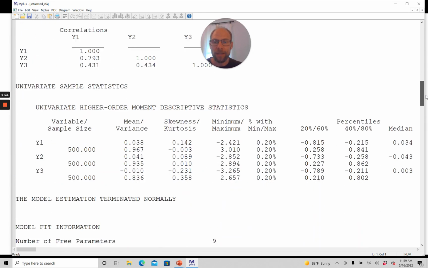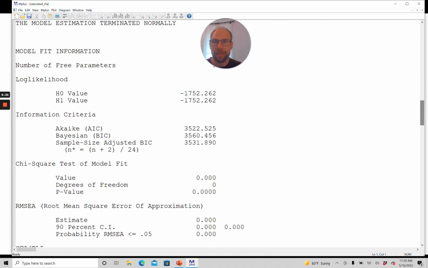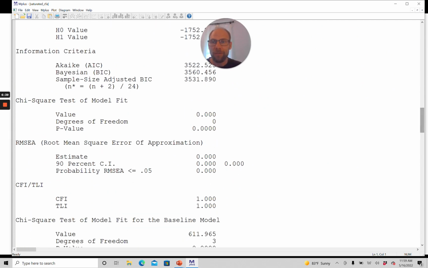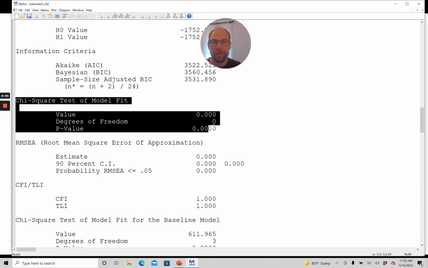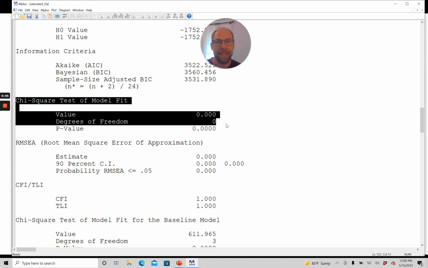And so one thing that you can see when you go to the fit statistics is that the chi-square test of model fit for this model here is 0, has a value of 0 and 0 degrees of freedom. And that is something that many people find confusing, because what does this mean? Does this mean the model is invalid? Does this mean I can't interpret the model? Does this mean the model fits perfectly?